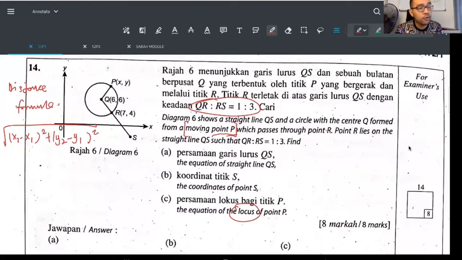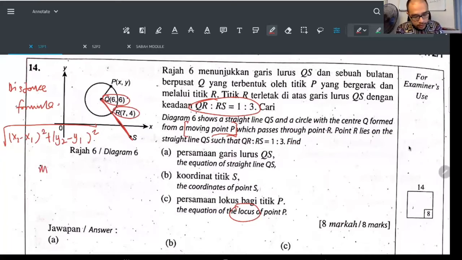First thing they're asking you to find is the equation of the line QS. This one. Two things we need in order to find the equation. Number one, we need to find the gradient. Number two, we need to have a point. The good news is, along the line QS, we have 2 points. So you can use any one of the points you want. But definitely the gradient you need to find.